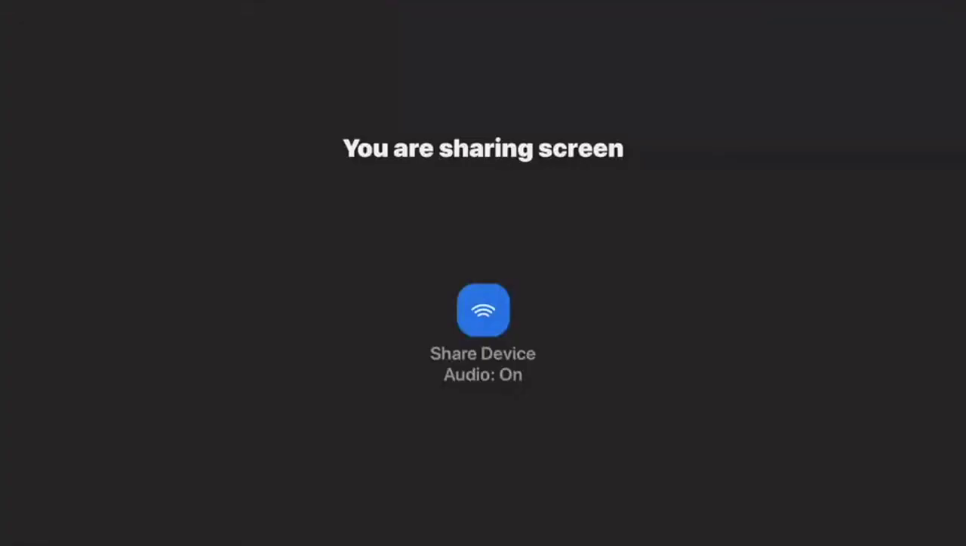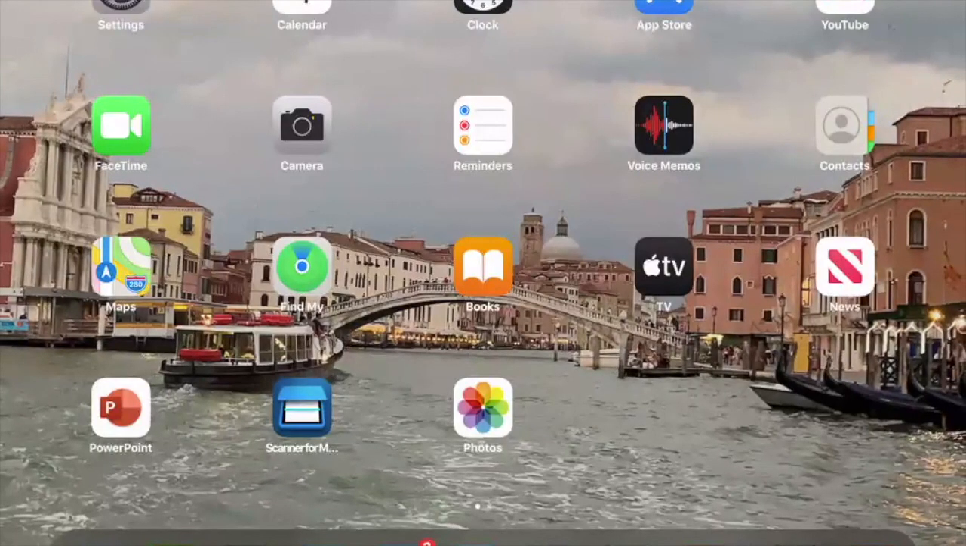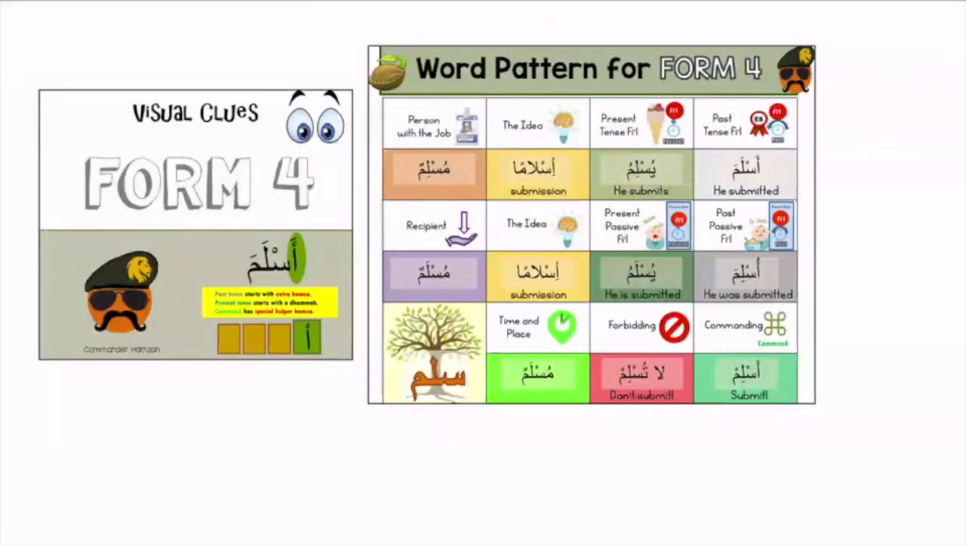Screen is not sharing. Okay. Is it fine now? Okay, yes. So I'm so sorry, everyone. I don't know what's going on today.